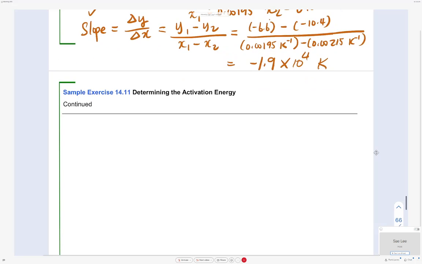So now we know the slope. And we know that the slope is equal to negative activation energy over R. Can you find the activation energy?